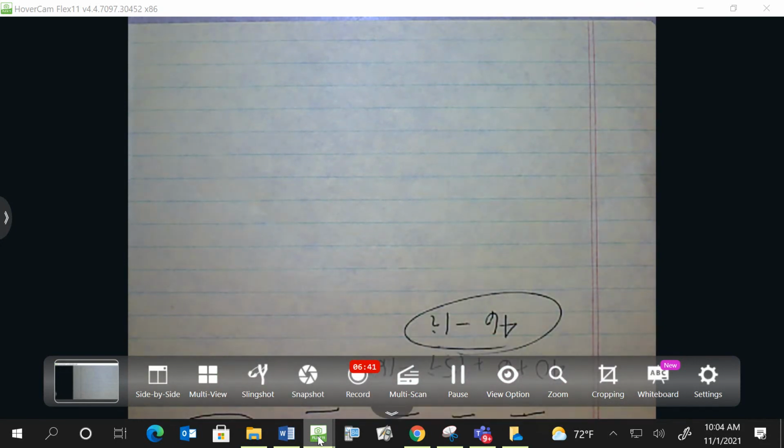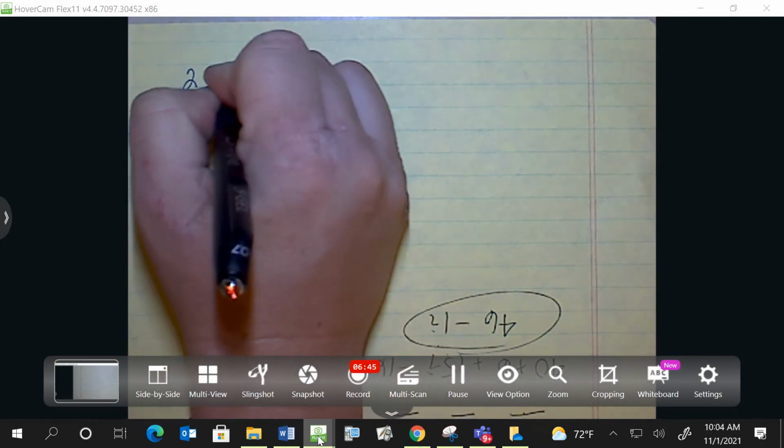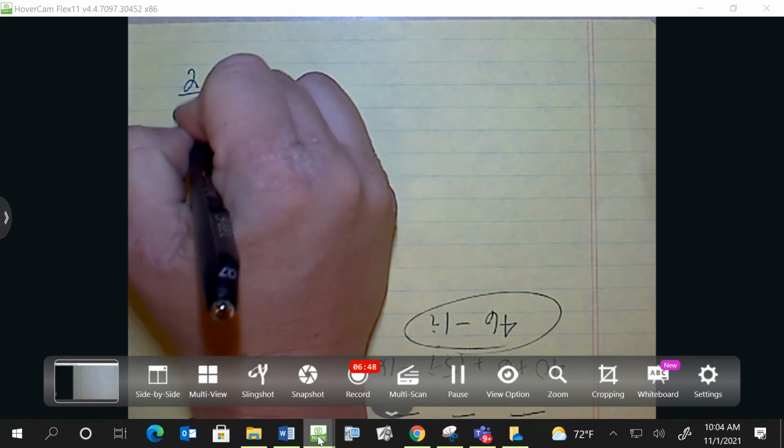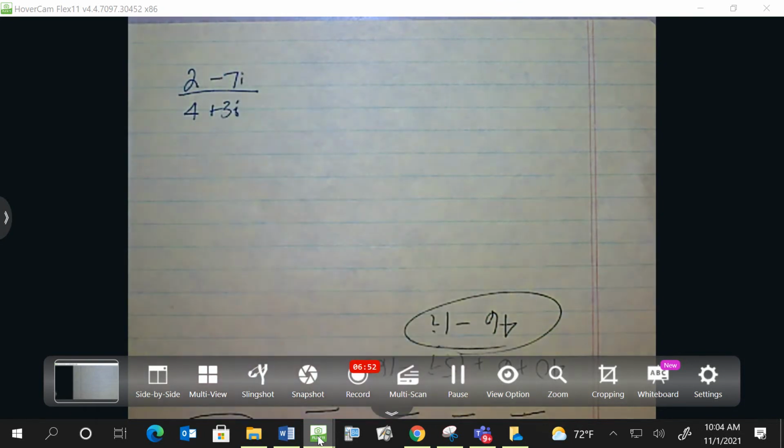Now, this is definitely what I want you to write down with me. So here's the first one. Just like the 3 previous problems, our goal is to simplify the expression we're given. This says 2 subtract 7i divided by 4 plus 3i. And in the video, I went over how we simplify fractions that contain i's.